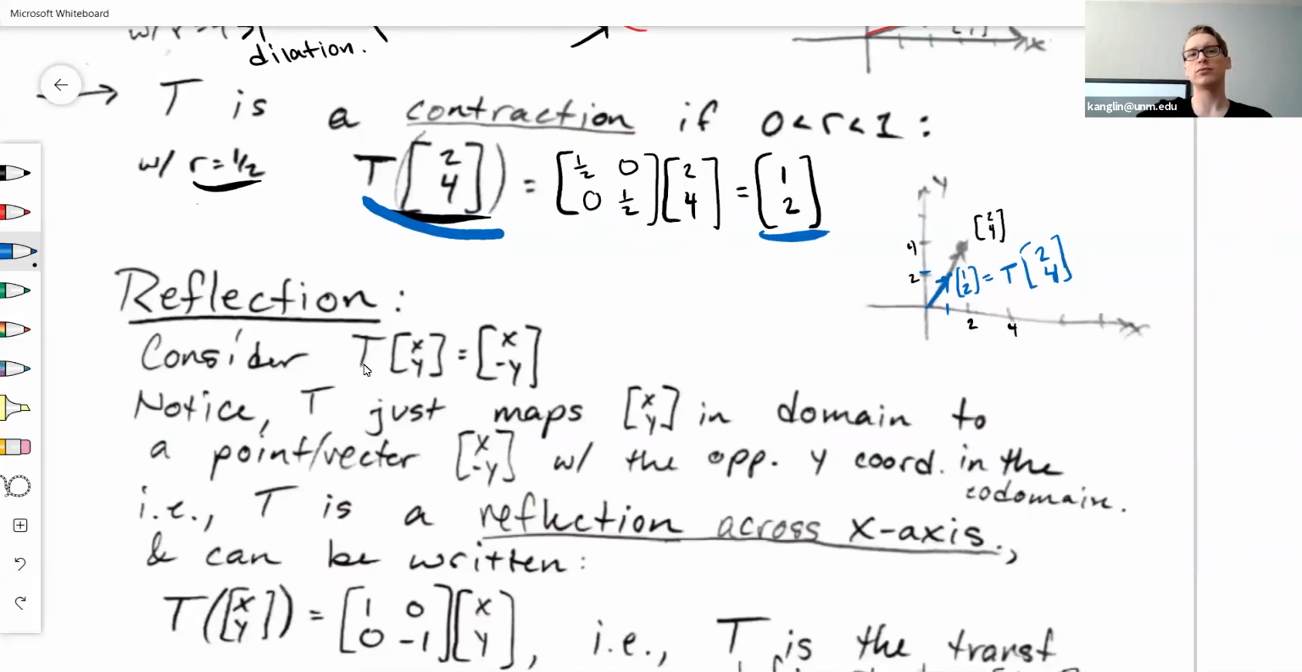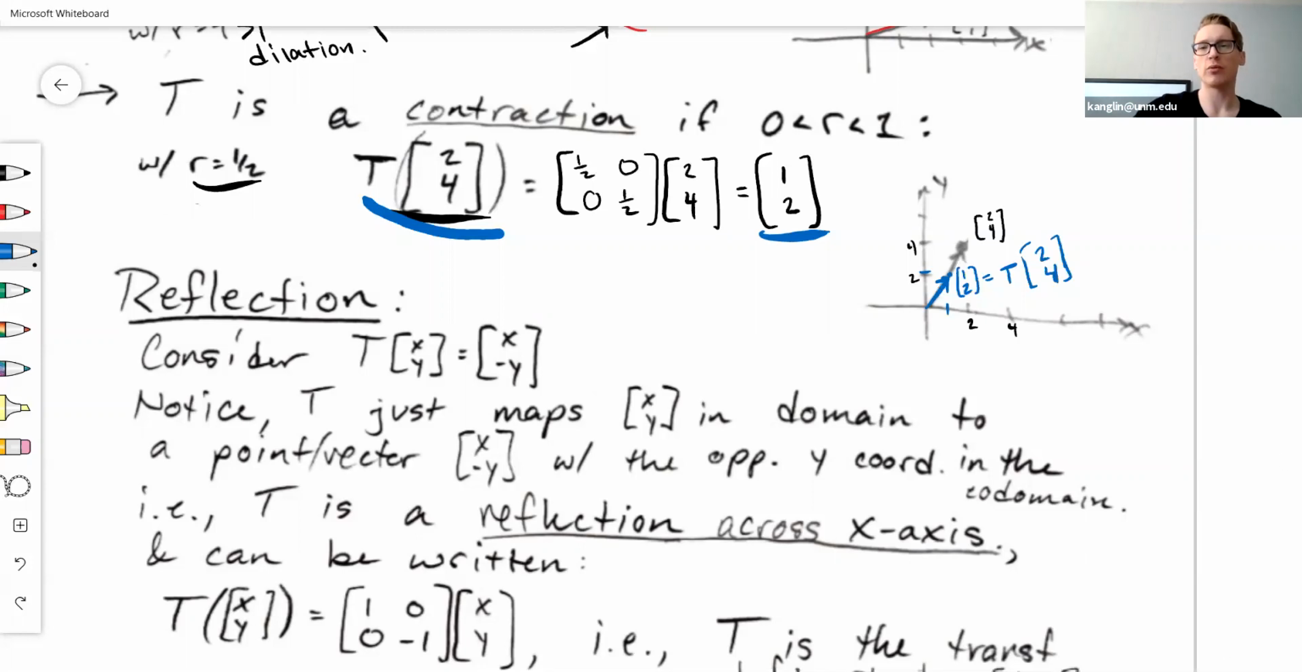Consider the transformation T applied to the input x, y in R2 equals x, negative y in R2. Notice all we're saying here is that T maps inputs x, y in the domain to a point, or you can think of it as a vector, x, negative y, that just has the y coordinate with an opposite sign compared to what it started with. You start with positive y, it flips that to a negative of whatever you started with. So all we're saying is that you started out with an xy pair, you ended up with x, but negative that same y.